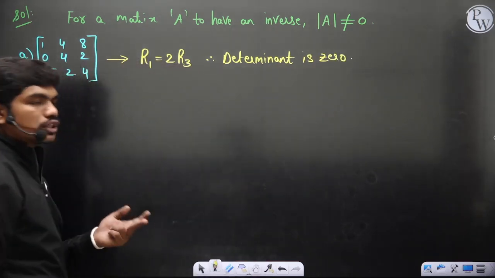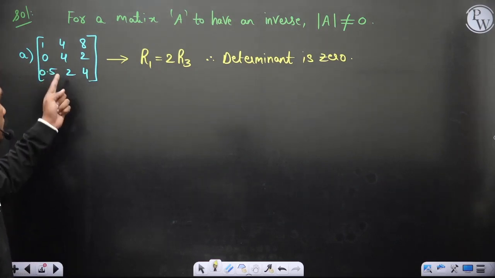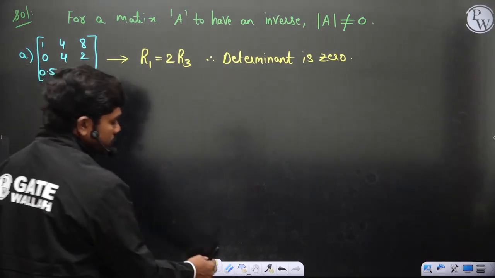Okay, so if 2 rows or 2 columns are proportional, then ultimately the determinant of the matrix is 0. So here the first row and the third row are proportional to each other. First row is twice the third row.